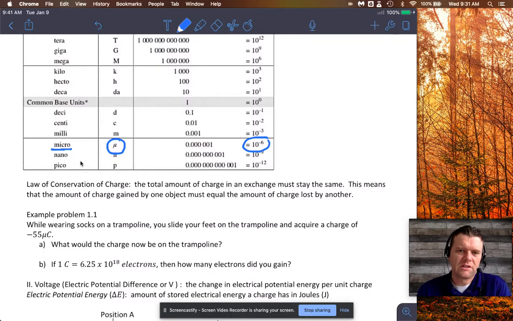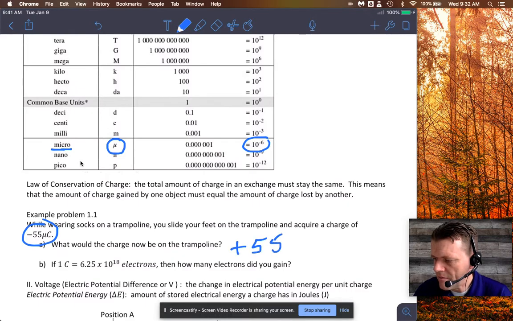So I'll just quickly go through this example. If you're wearing socks on the trampoline and you acquire a charge of negative 55 microcoulombs, what would the charge now be on the trampoline? Initially, you have to assume that both you and the trampoline would be neutral, but then in the process of rubbing, that energy causes electrons to jump from the trampoline to your socks. So the trampoline should now have a charge of positive 55 microcoulombs. It would have lost electrons and your socks would have gained them.